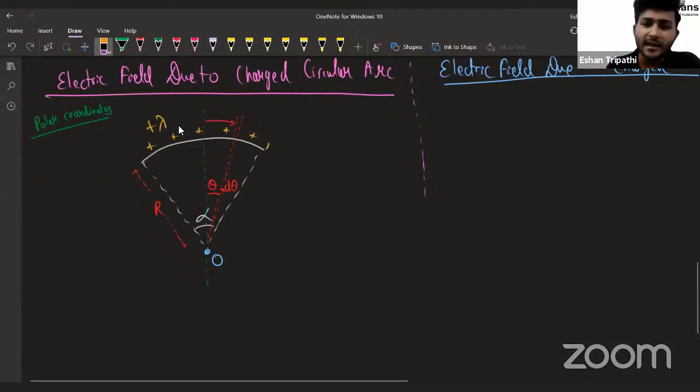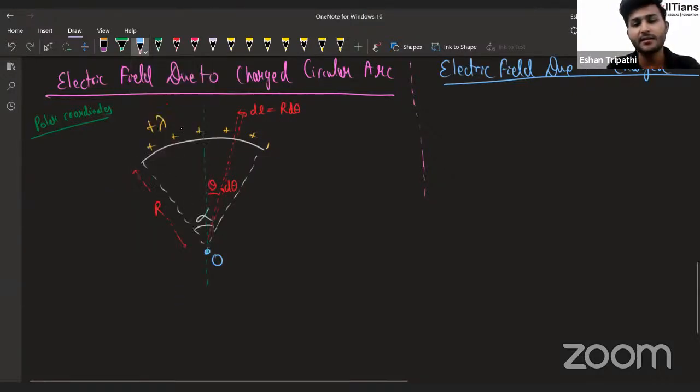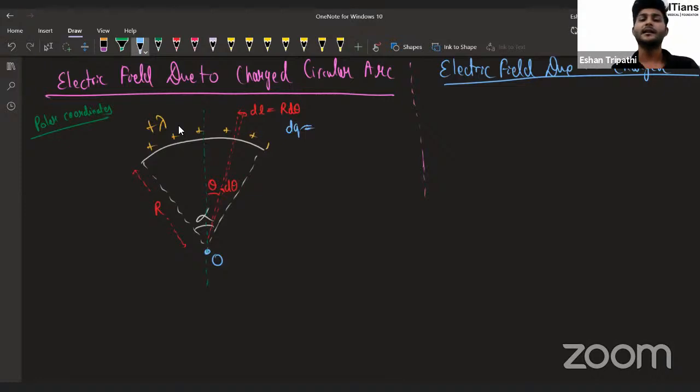So what is the length of this element going to be equal to? What's this length dl equal to? Yes, r d theta, because radius is r, angle subtended is d theta. So what's going to be the charge which it carries? dq. That is going to be charge per unit length multiplied by its length dl. That's lambda r d theta.